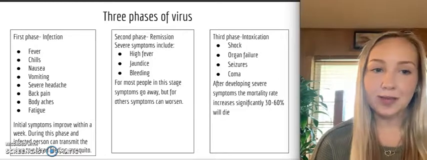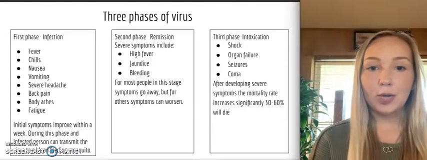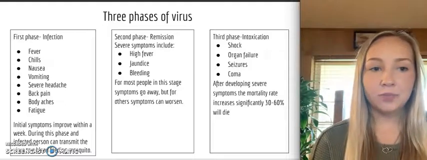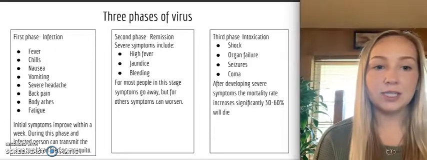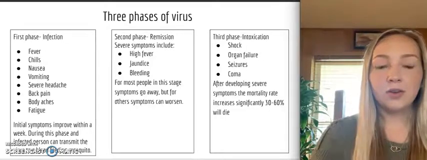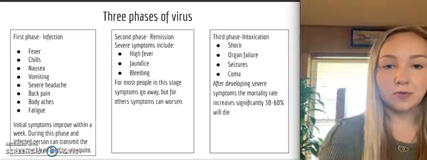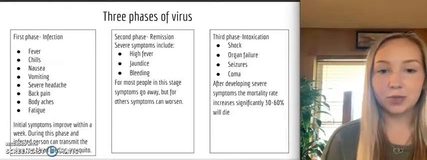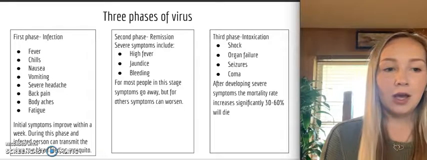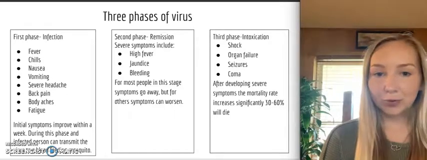A smaller percent of patients will enter into a second and then third phase within 24 hours. High fever returns and several body systems are affected. With yellow fever, 3 phases are the most common. The first phase is infection. This is where you first experience the fever, chills, nausea, vomiting, and usually they improve within a week.